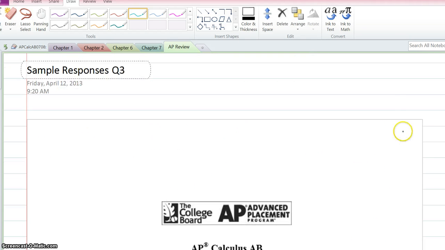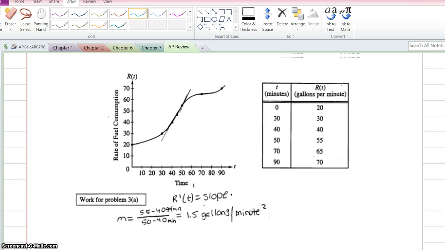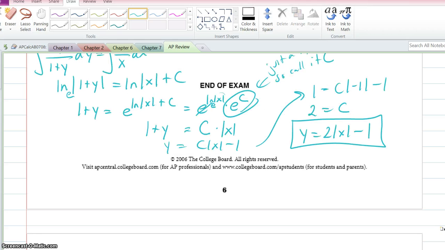So it has to be for all x's for a domain. Oops, sorry guys, I don't know what happened there. It has to be for all x's less than 0. And that was worth 1 point.